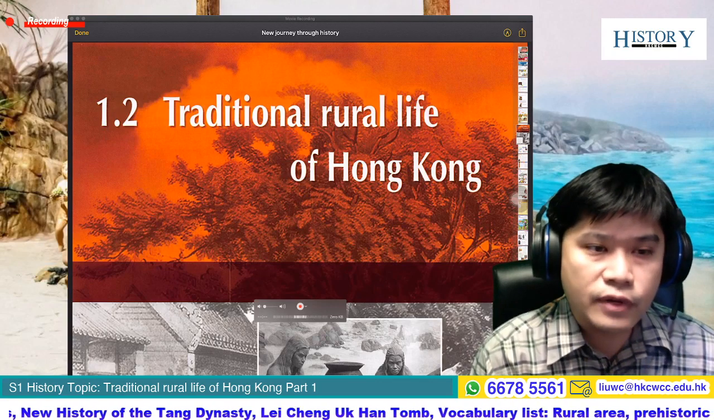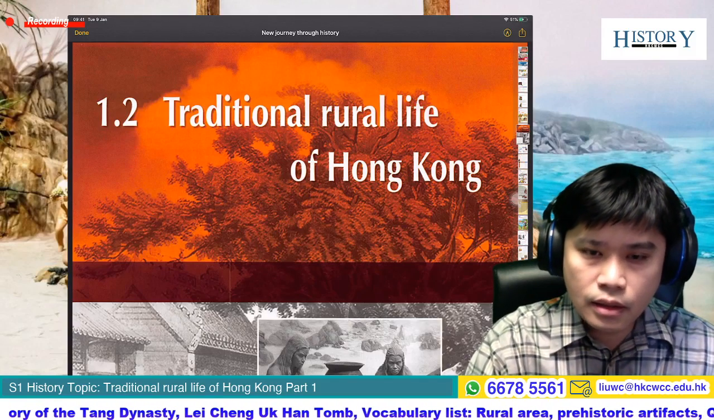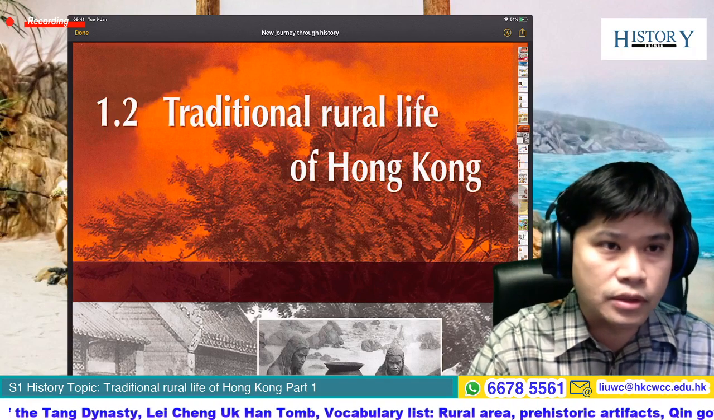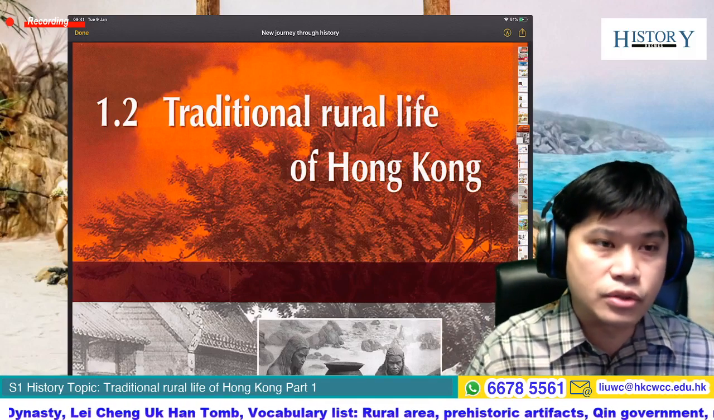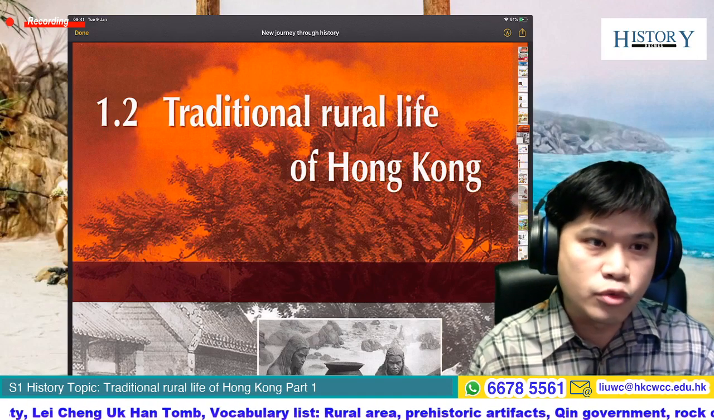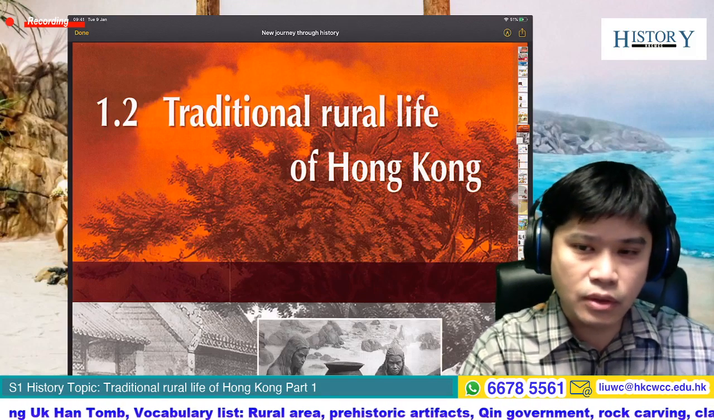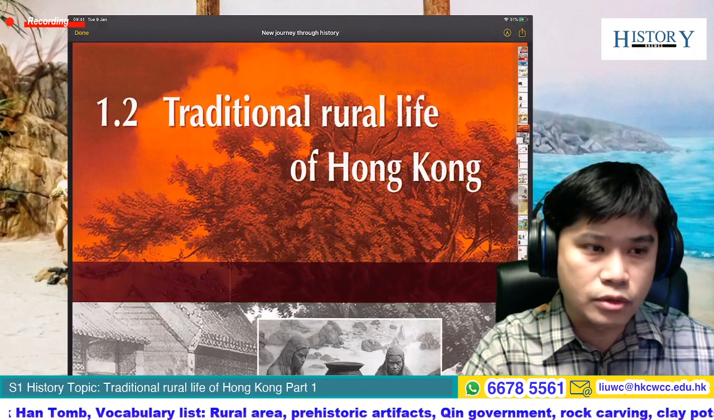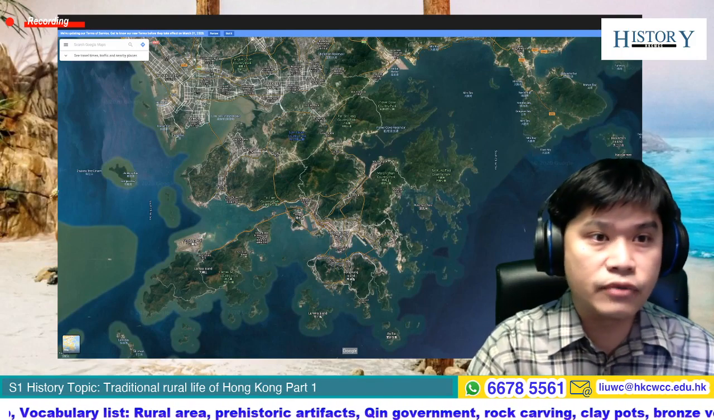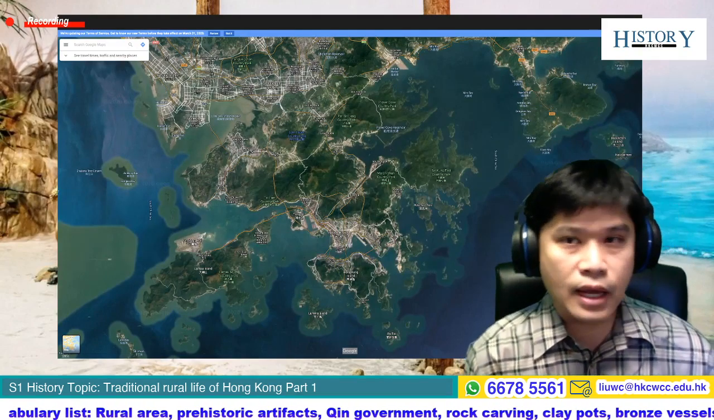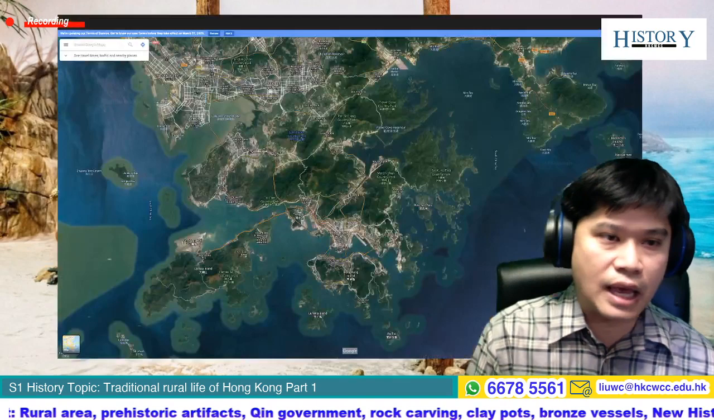Before we start this part, let's do some revision first. If we just focus on the topic of this chapter, rural life in Hong Kong, let me ask you, do you know where the rural area in Hong Kong should be? I expect you may have learned it in your geography lesson. If I show you the map of Hong Kong, where should the rural area be, and do we still have rural life in this area right now?